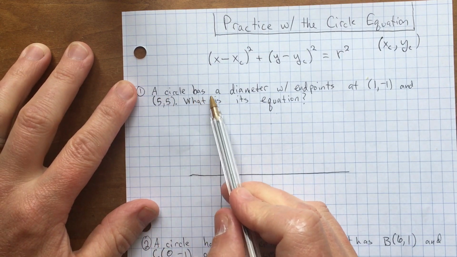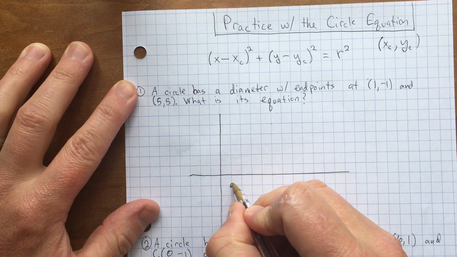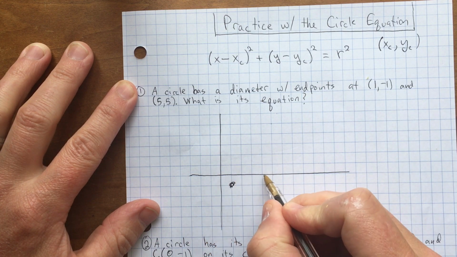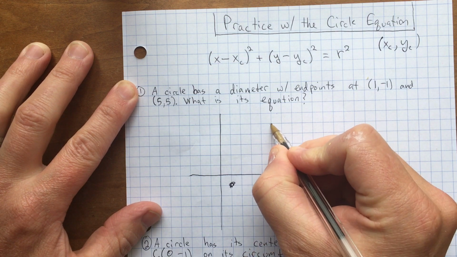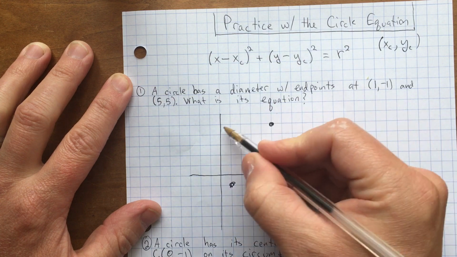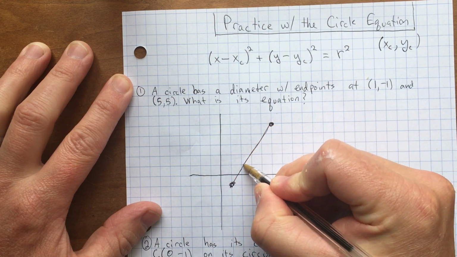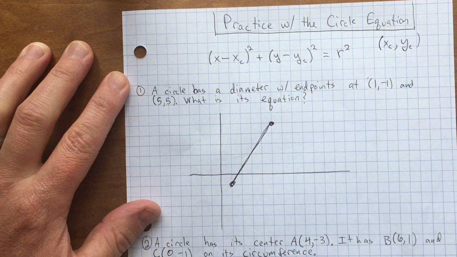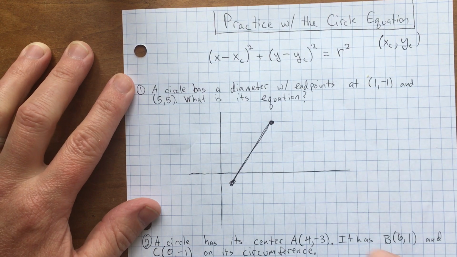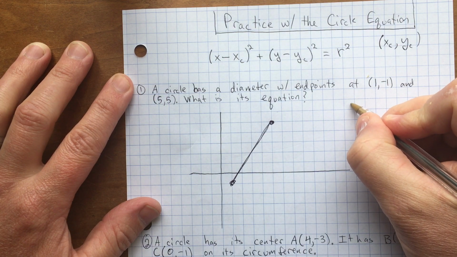A circle has a diameter with endpoints at 1, -1 and 5, 5. That's the diameter. So I know that the circle is going to go through those points, and the center is going to be in here somewhere. And of course, if that's a diameter, it should go right through the center, and the center should be the midpoint. And you can maybe tell where it is, but let's actually use the midpoint formula here.